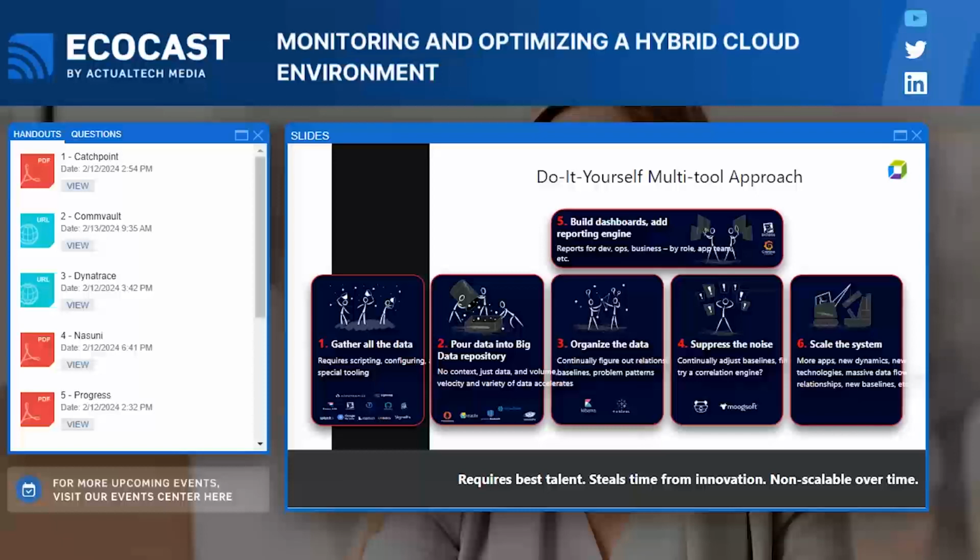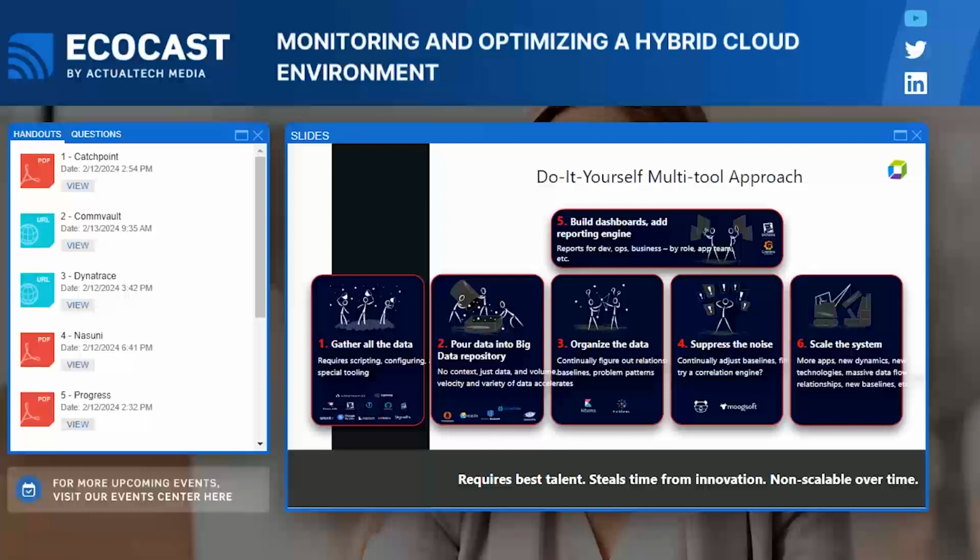If there's no context and it's just data, you've got a lot of information there that's very hard to parse out. Third, you'll want to continually figure out the relationships, your baselines, your problems and patterns. That's organizing the data. Takes a lot of manual learned time. And then once you do have those alerts set up, how can you continually adjust those baselines or try to fit in a correlation engine?